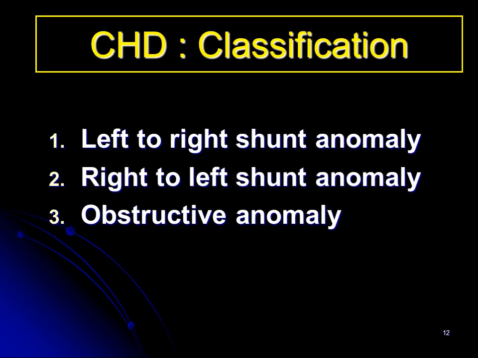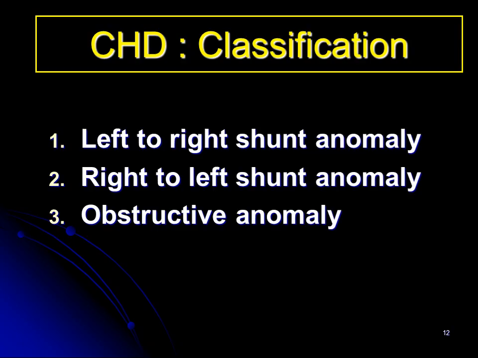A right to left shunt occurs when deoxygenated blood from the right side of the circulation flows directly into the left side of the heart, bypassing the pulmonary circulation, thereby resulting in hypoxemia and cyanosis. The poorly oxygenated venous blood shunts directly into the systemic arterial circulation, hence cyanosis is an important clinical presentation.